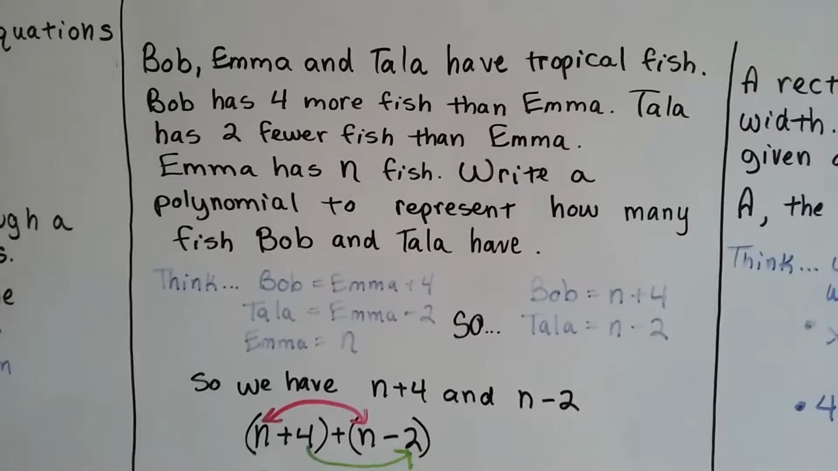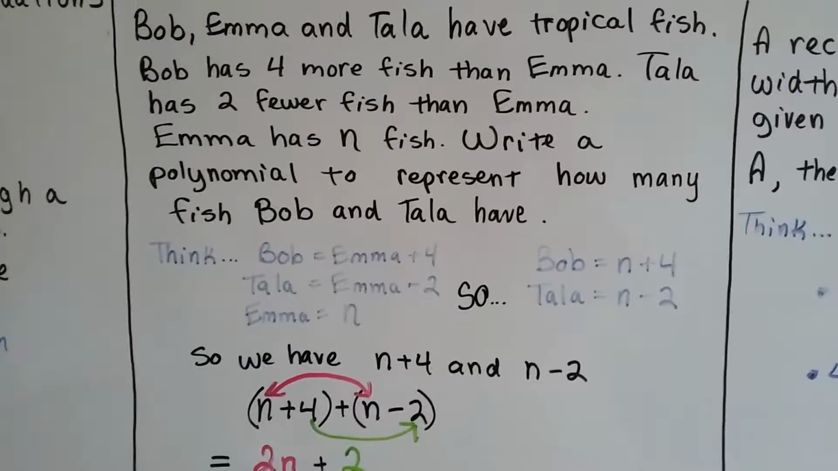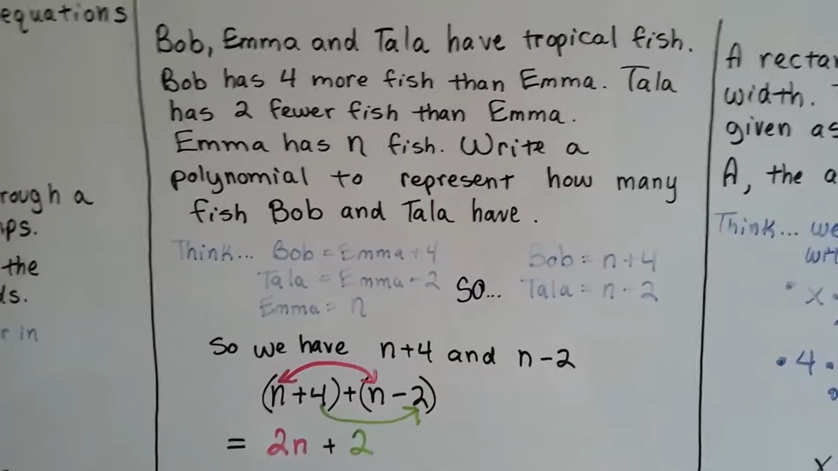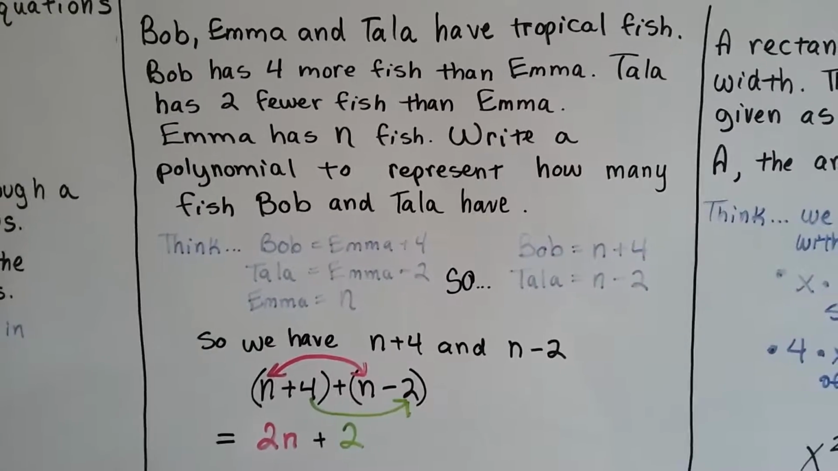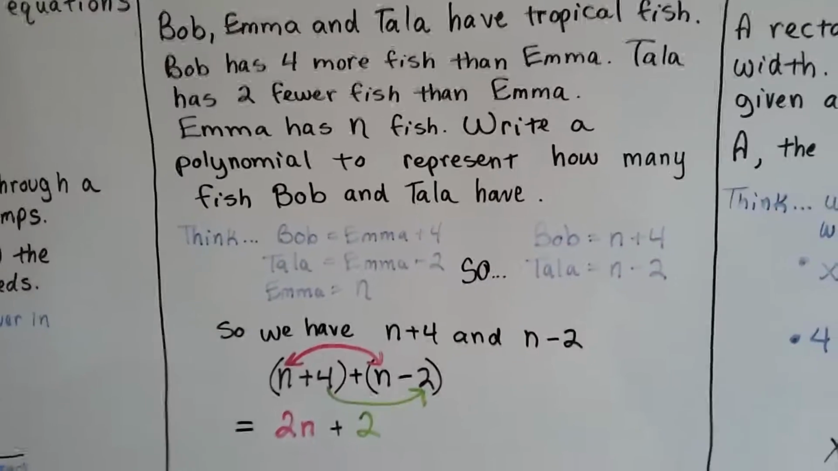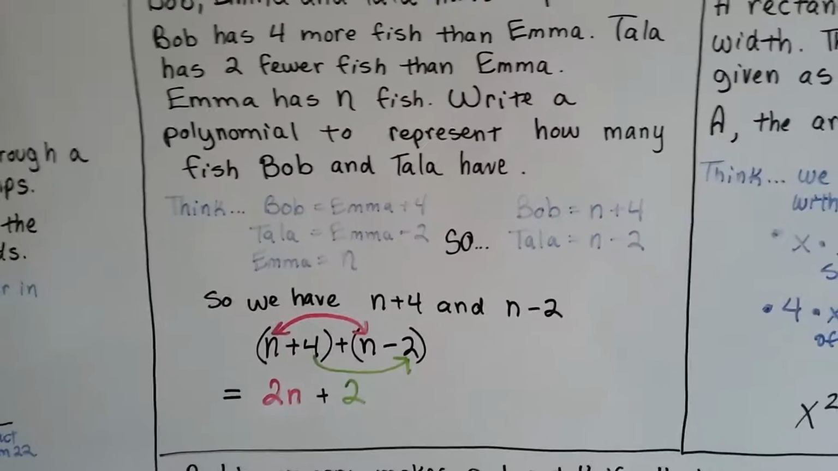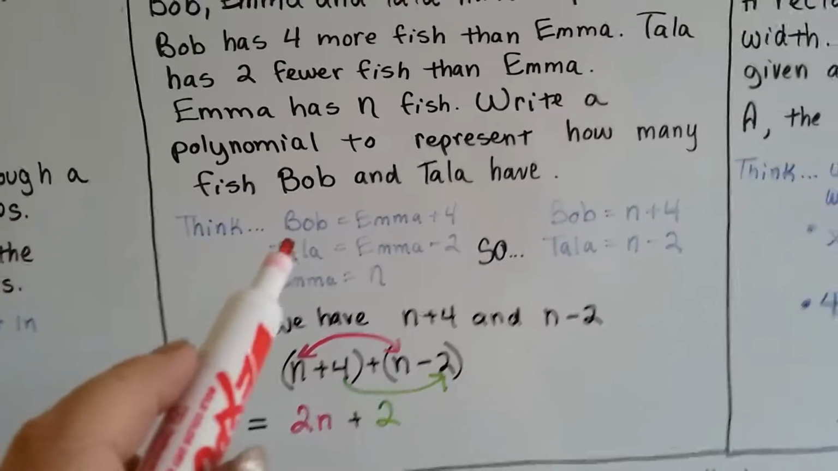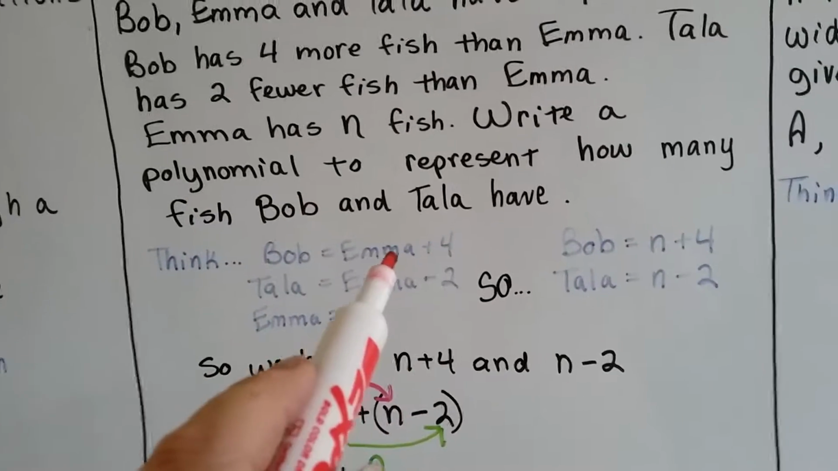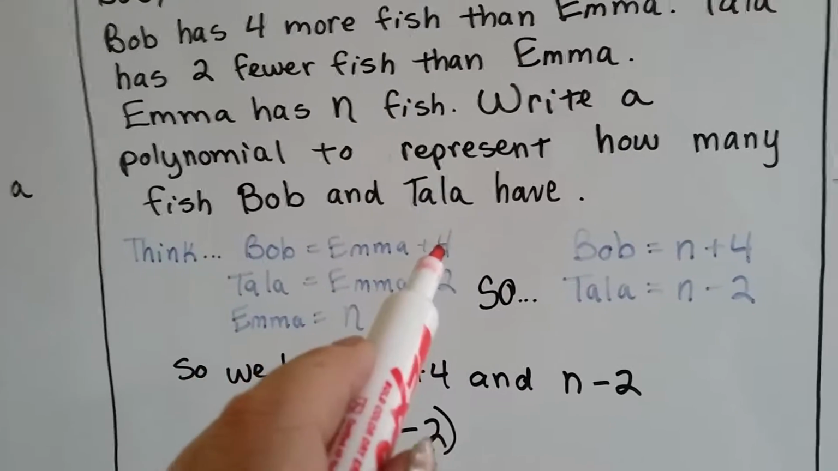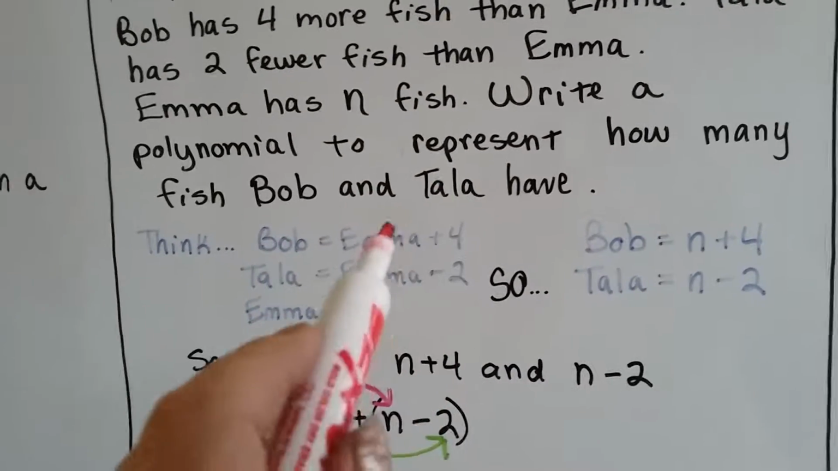Bob, Emma, and Tala have tropical fish. Bob has 4 more fish than Emma. Tala has 2 fewer fish than Emma. Emma has n fish. N's going to represent the number of fish she has. Write a polynomial to represent how many fish Bob and Tala have. So we think, it says Bob has got 4 more than Emma. So he's equal to Emma's amount plus 4 more. He's 4 more than her.